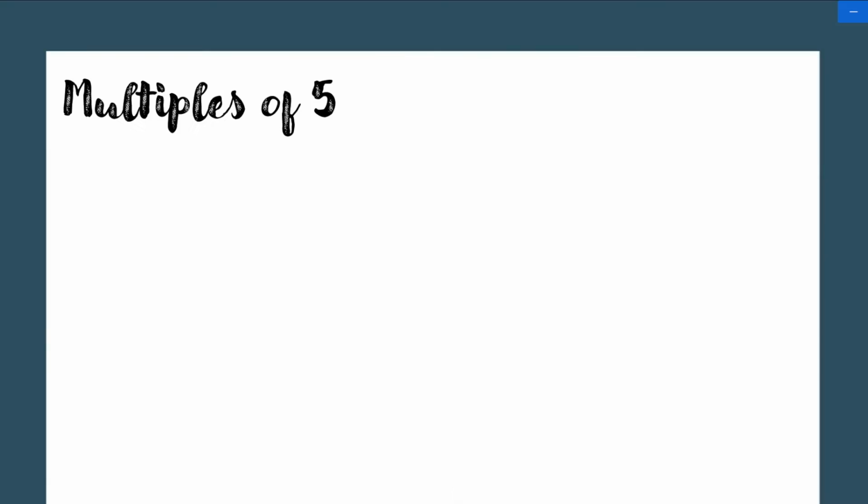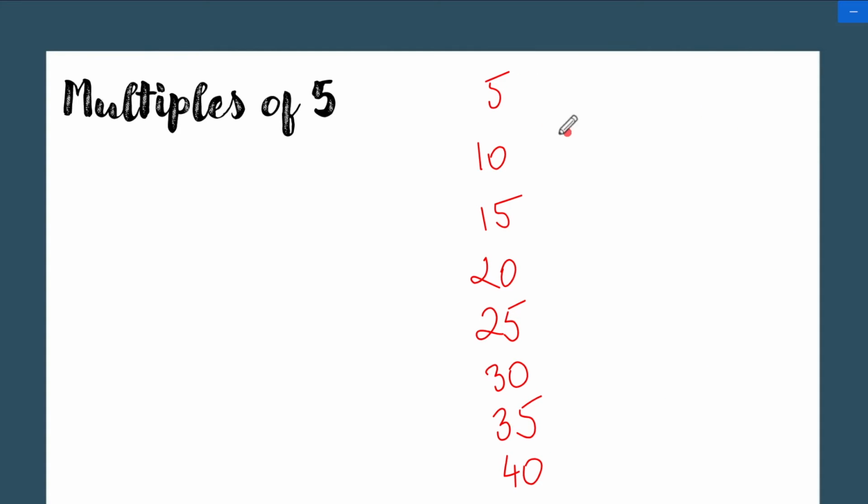Okay, next, how do we spot a multiple of 5? A multiple of 5, think about the 5 times table: 5, 10, 15, 20, 25, 30, 35, 40. And all of these numbers, what do you notice? They all end in 0 or 5.